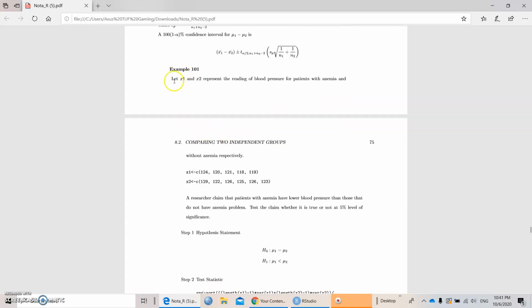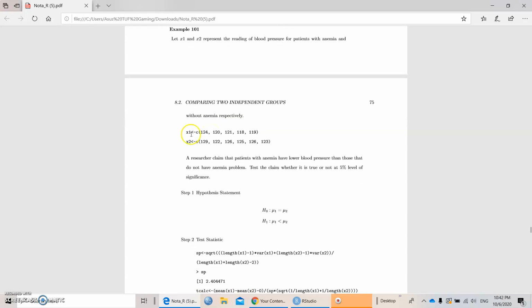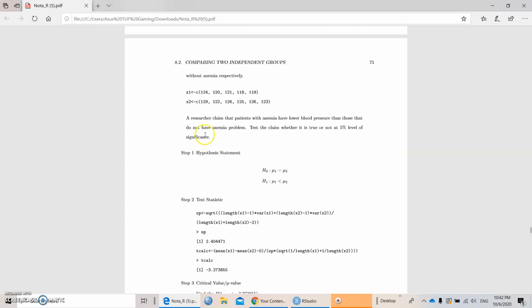So for example, let x1 and x2 represent the blood pressure readings for patients with anemia and without anemia. A researcher claimed that patients with anemia have lower blood pressure than those that do not have an anemia problem. Test the claim whether it is true or not at the 5% level of significance.